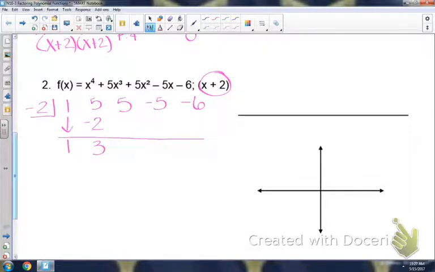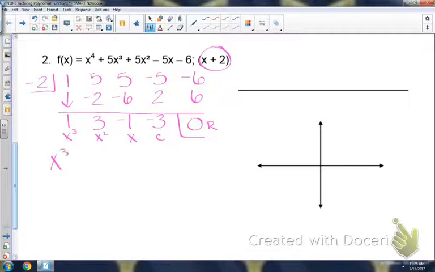Negative 2 times 3 is a negative 6, which adds to negative 1. Negative 2 times a negative 1 is a positive 2. Negative 5 plus 2 gives us a negative 3. Negative 2 times a negative 3 is a positive 6. So again, you should always get a remainder of 0 on these examples. So to the left of that is our constant, our x, x squared, and then x cubed. Alright, so we should have a 1x cubed plus 3x squared minus x minus 3.